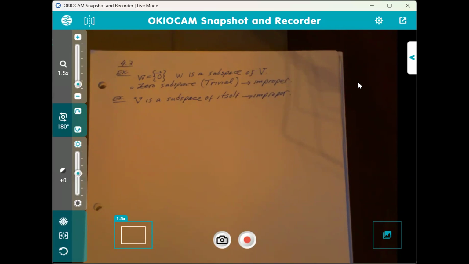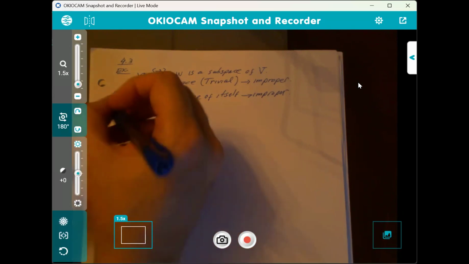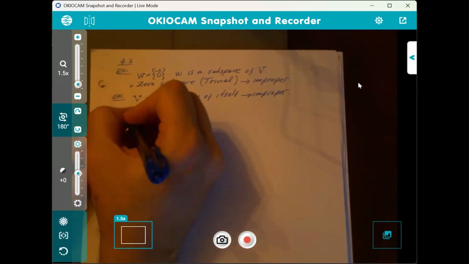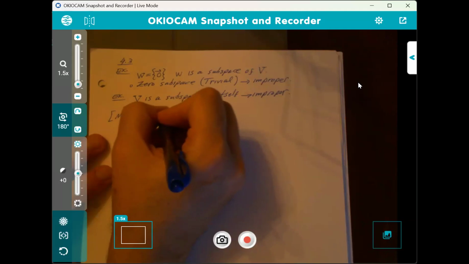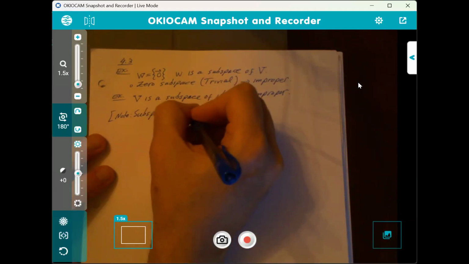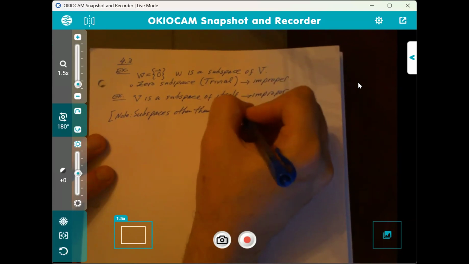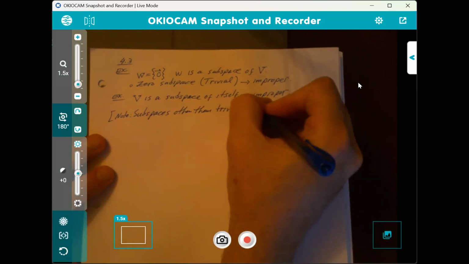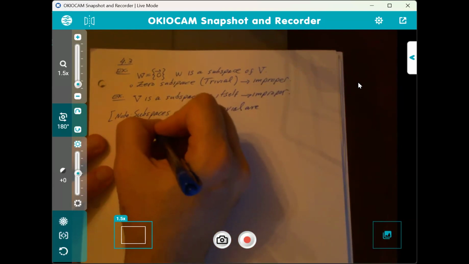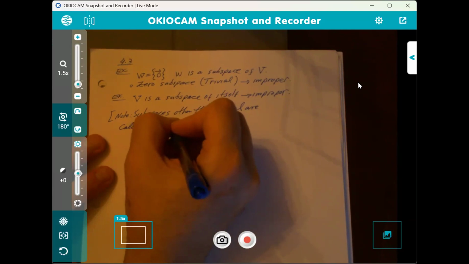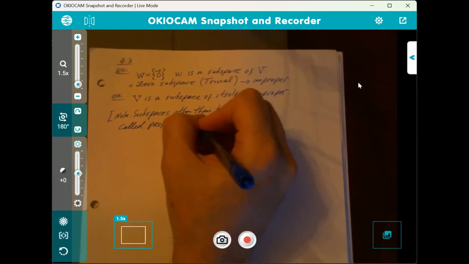Okay. Now, subspaces other than trivial, we call them proper. Let me just put the notes for that one. Subspaces other than trivial are called proper subspaces. Okay, proper subspaces.